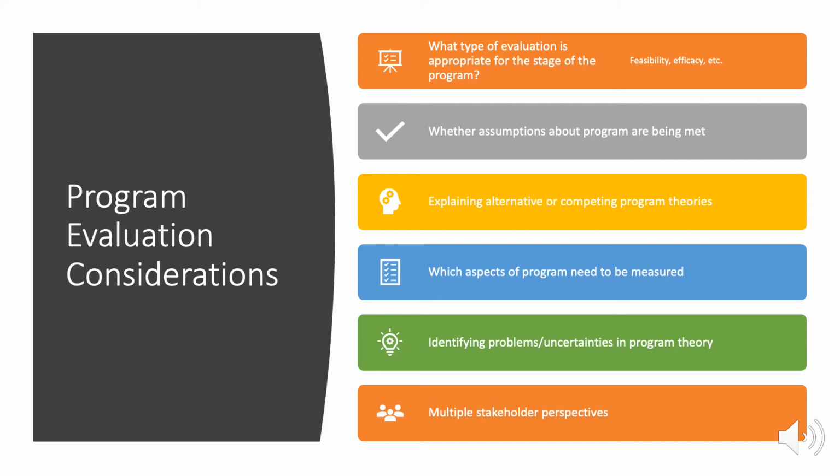Sometimes we think things are going to work a certain way and we have unintended consequences that may be positive or negative, and we're trying to figure out how those happened. You're thinking about what aspects of the program actually need to be measured and evaluated. Not necessarily everything does. And if there are problems that have come up with program implementation, or some things that are uncertain, you need to dig into those further. You might also be considering how multiple stakeholders are evaluating the outcomes and how that's going to inform your evaluation framework.